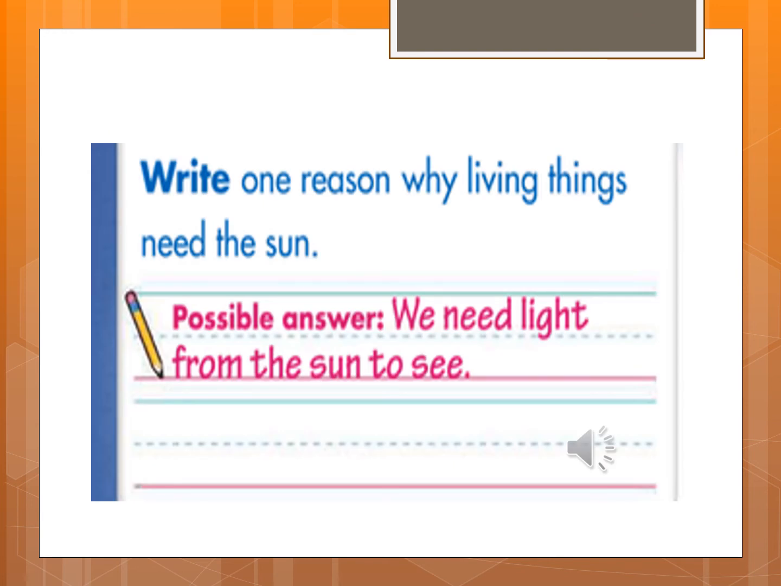Open your book, page 116. Write one reason why living things need the sun. Why do we need the sun? We need light from the sun to see, and we need heat also from the sun. So you will write: we need light from the sun to see.